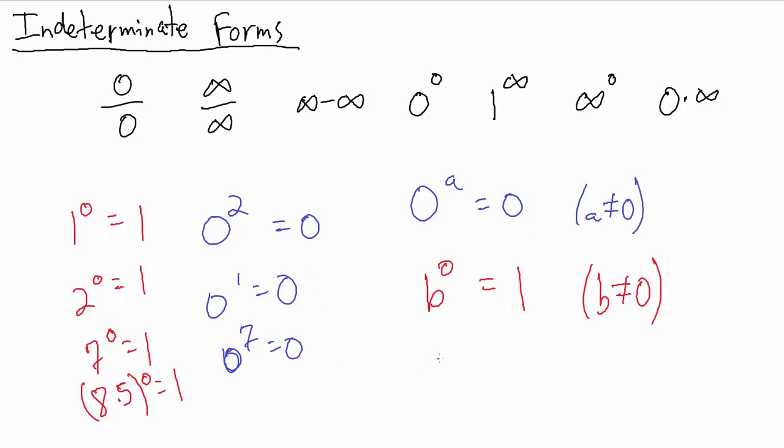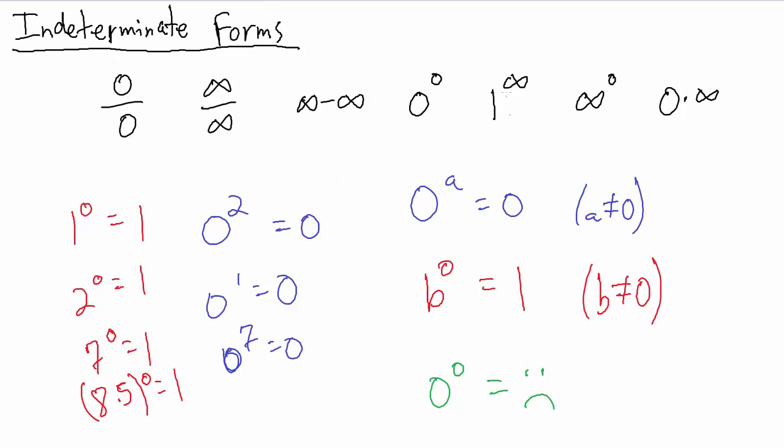So what happens then if we have 0 raised to the 0 power? Well, according to this rule, it would be 0, except we exclude the exponent 0. And according to this rule, it would be 1, except we exclude the base 0. So 0 to the 0 really has no numeric value, just a sad face. So that's why 0 to the 0 is an indeterminate form. It has no numeric value.